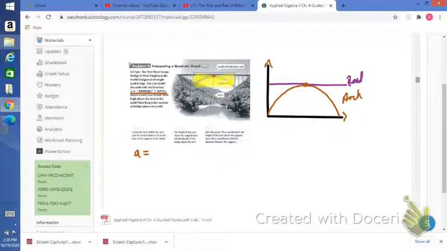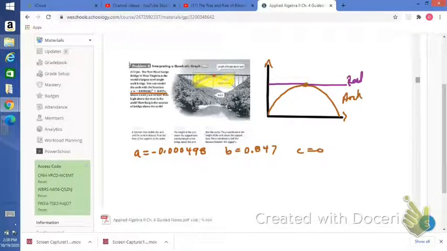Alright, so our A is negative 0.0000498, and then our B is 0.847, and our C is 0. So this is in standard form.